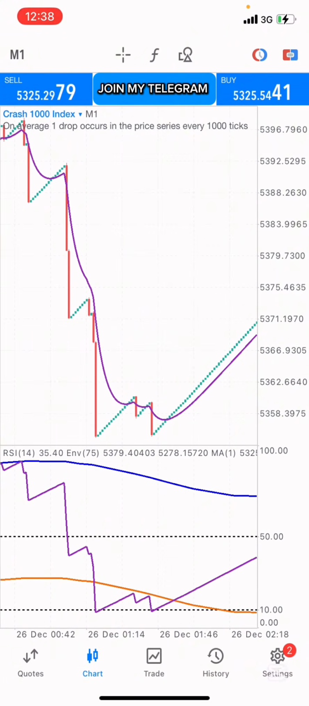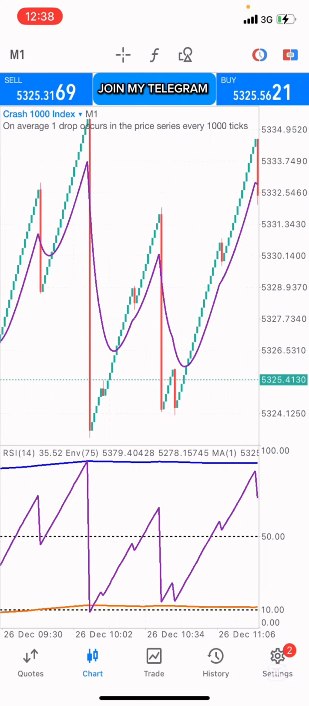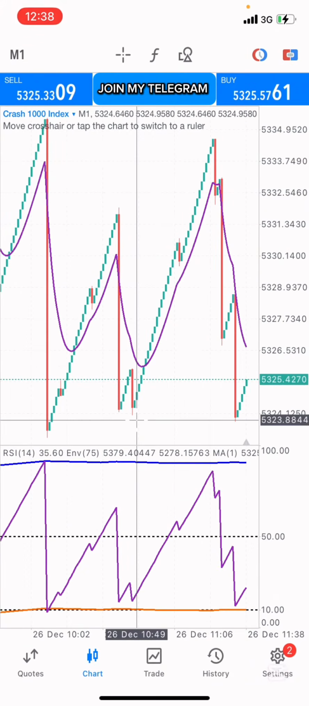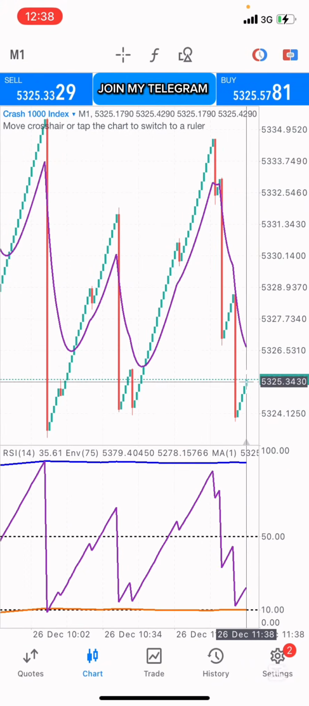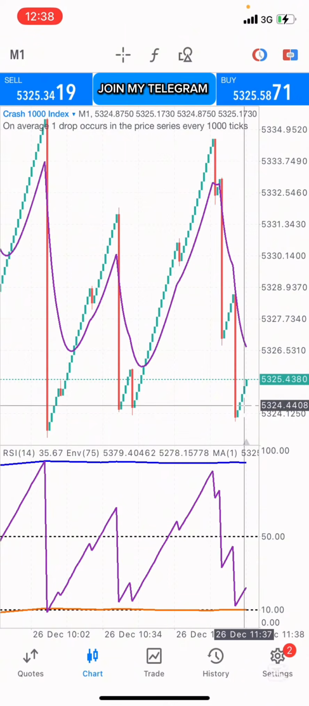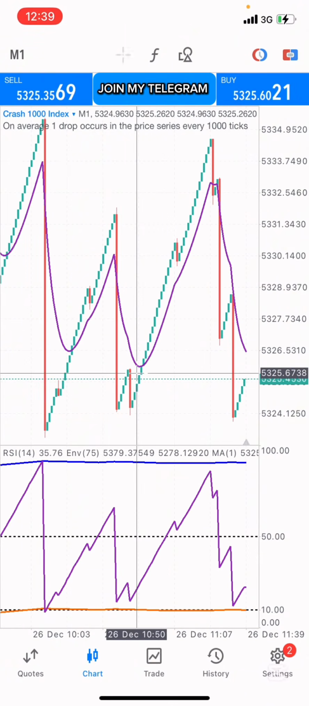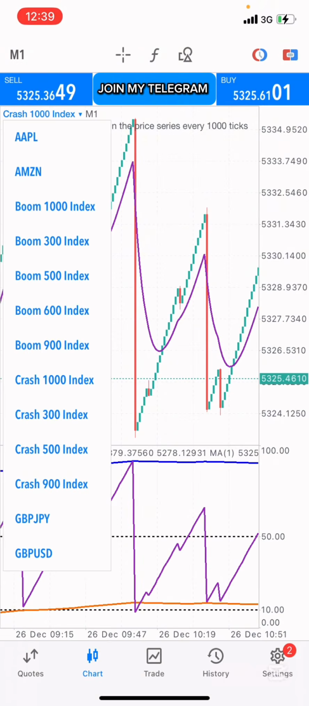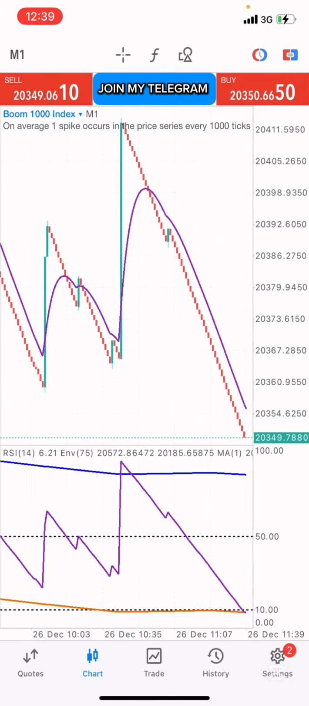And remember that you need to be patient with this type of strategy. Okay, now you can see that we have successfully gotten 5 candlesticks from this point, then you exit. Okay, this is 5. All right, now what we'll do is go over to the Boom 1000 index. I'm going to show you how you can also use the same strategy on the Boom market.